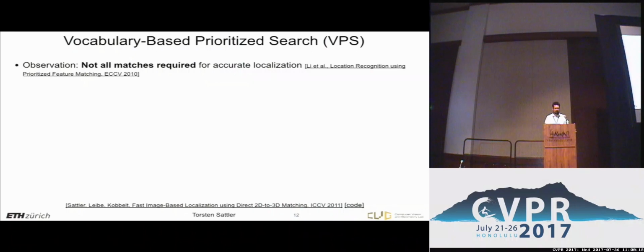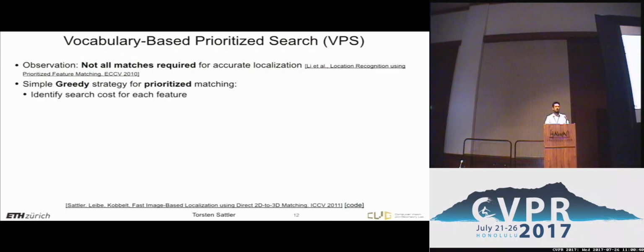And there's a bunch of work on this. We're going to talk about a simple greedy strategy for efficient prioritized search that also performs well. And I'm going to give you an overview of other methods later. So the simple strategy is you try to find the search costs that you need to pay for each feature. So how many descriptor comparisons you need to find this nearest neighbor, and then you just prioritize based on the search costs. So how do we find those search costs without actually doing the search?